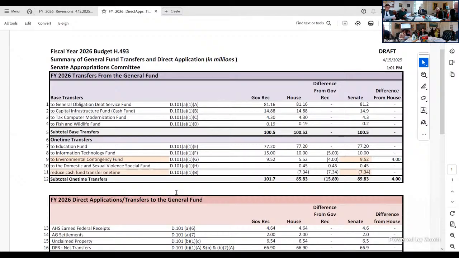Starting last year, we changed the way that debt service is paid for. It's actually a transfer. So this first one is the transfer to the debt service fund so that we can pay the bonds. That's 86.2 million. That's the bulk of the base transfers that are happening.